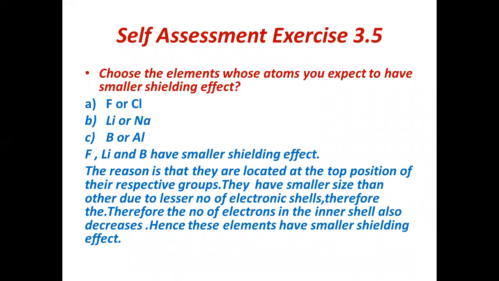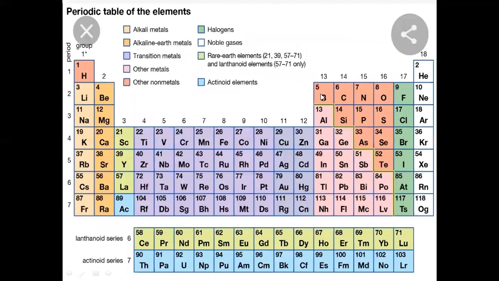Third case is boron or aluminum. Boron and aluminum are present in group number 3A, also called 13. Again, boron is present in period number 2, it has 2 shells, and aluminum is present in period number 3, it has 3 shells. Two shells means 2 electrons are the inner electrons, but aluminum has 3 shells, so 10 electrons are the inner electrons. Greater the number of shells, greater will be the number of inner electrons, and hence greater will be the shielding effect. And the smaller one is for boron.